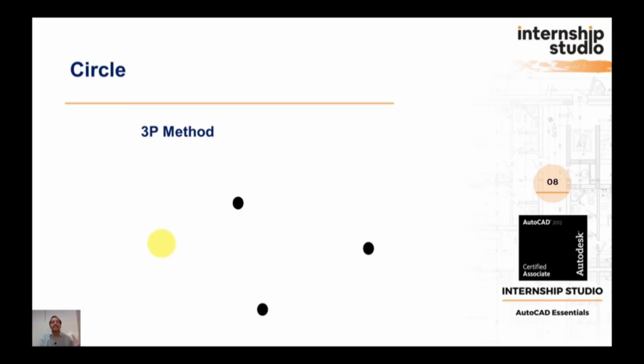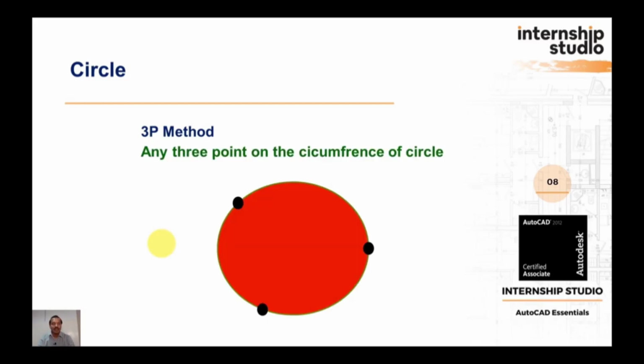Similarly, we can go for the 3-point method. We can give any 3 points. You are not going to give any center point or radius for this. AutoCAD will automatically find the center and radius around these 3 points, and we will get the circle. So these 3 points will act as circumference points of the circle. Here I have a small question for you.